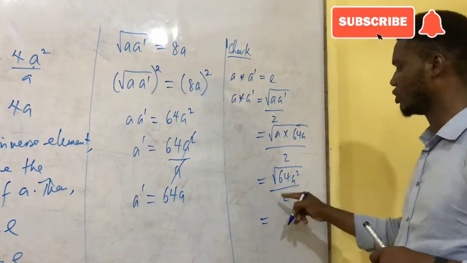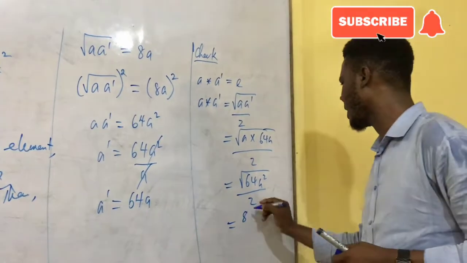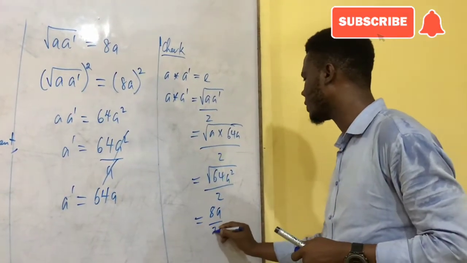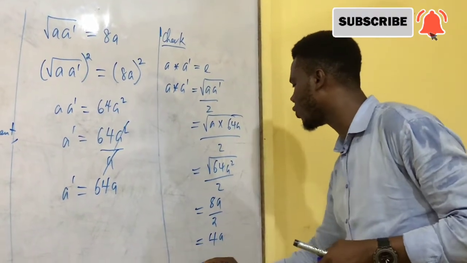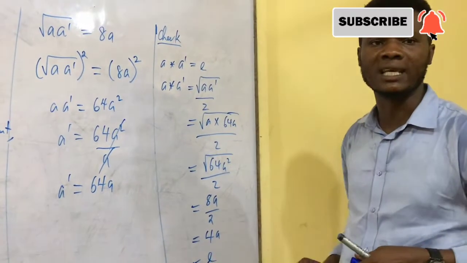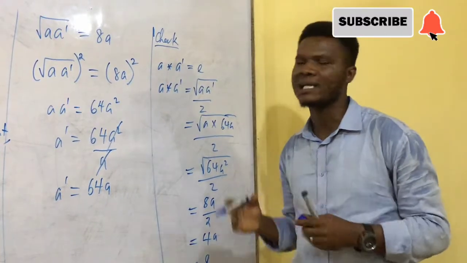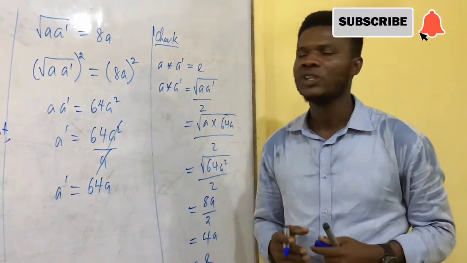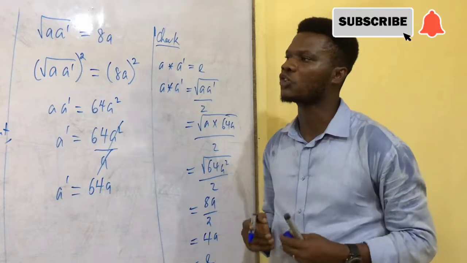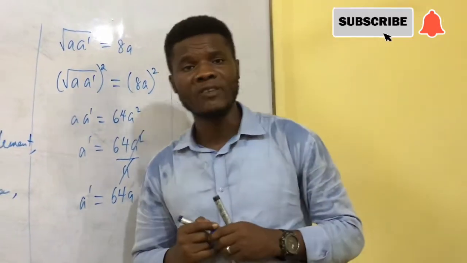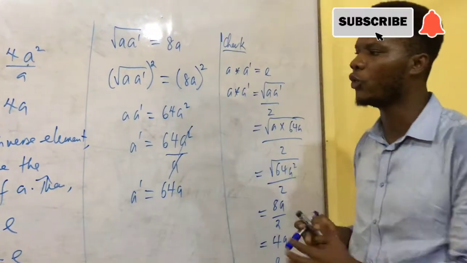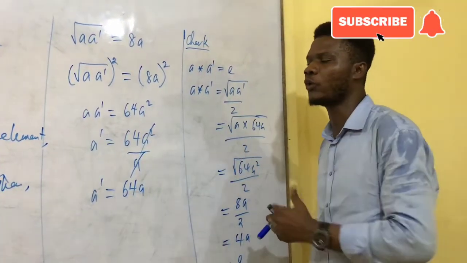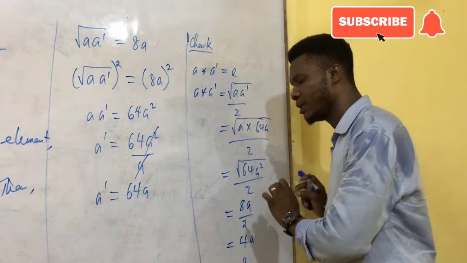And that will finally reduce. The square root of 64 is 8, and the square root of A squared is A, all over 2. Take note, dividing these gives you 4A. And what is 4A? 4A is E, the identity element. And that shows you that the answer is correct. Okay? So if you want to solve problems on the inverse element, you should follow the procedure, state the property, and follow thereof. All we have followed in order to get to the solution below.